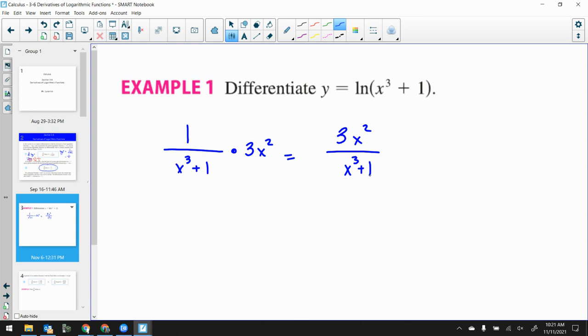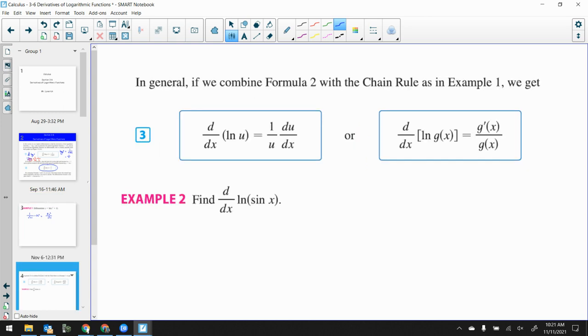So what I can do is generalize a rule. If you have the derivative of the ln of g of x, the natural log of a function, something inside the ln, what you can do is just take the derivative of the inside divided by the regular inside, what it used to be. Think back to our last example. It was the derivative of the inside, that 3x squared, divided by what used to be on the inside, x to the third plus 1.